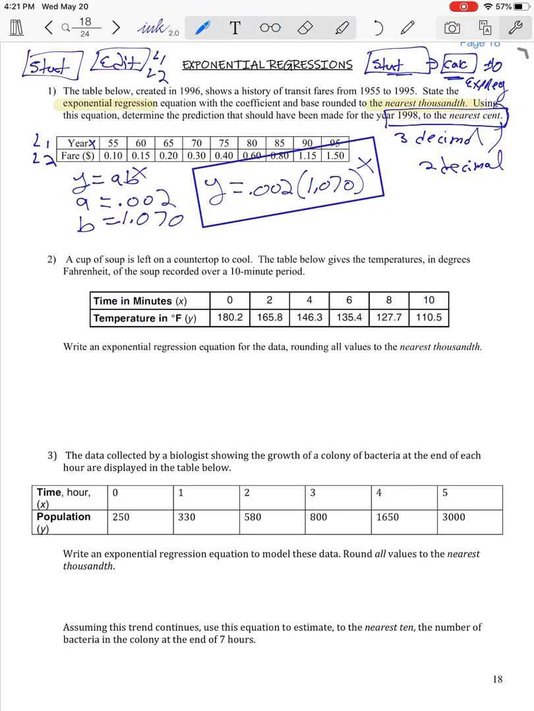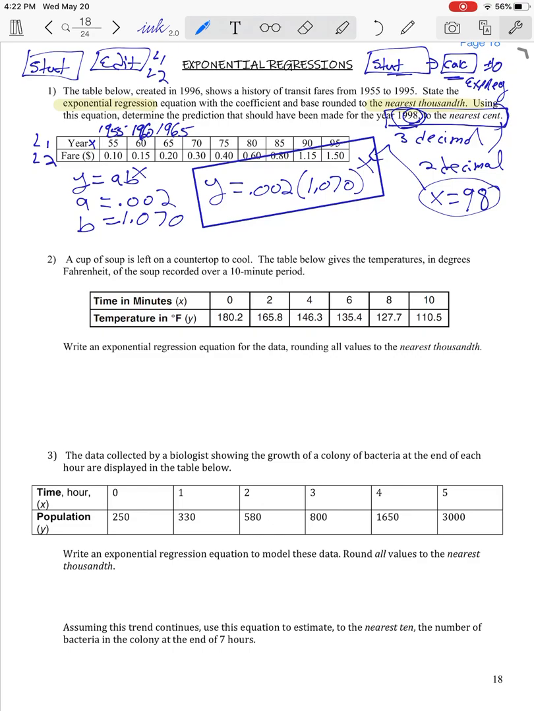The second part says, using this equation, determine the prediction that should have been made for the year 1998. Now, we want to plug the year 1998 in for x. But if you look at your table, and this is the only little tricky part, 55 really stands for 1955. 60 is 1960. 65 is 1965. So if I'm using 1998, I know 98 will be x. So the only thing you do is you're just going to plug in x equals 98. You're going to plug it into your equation for x.